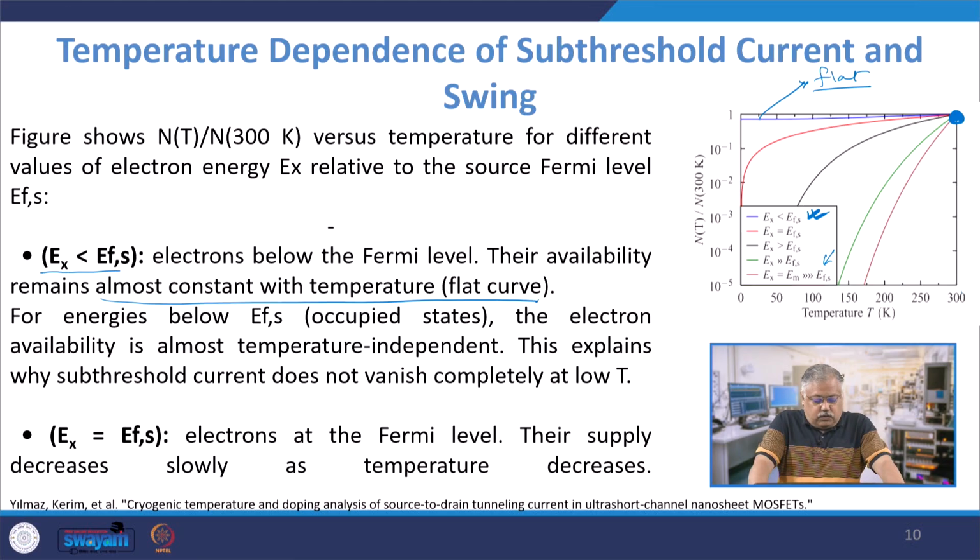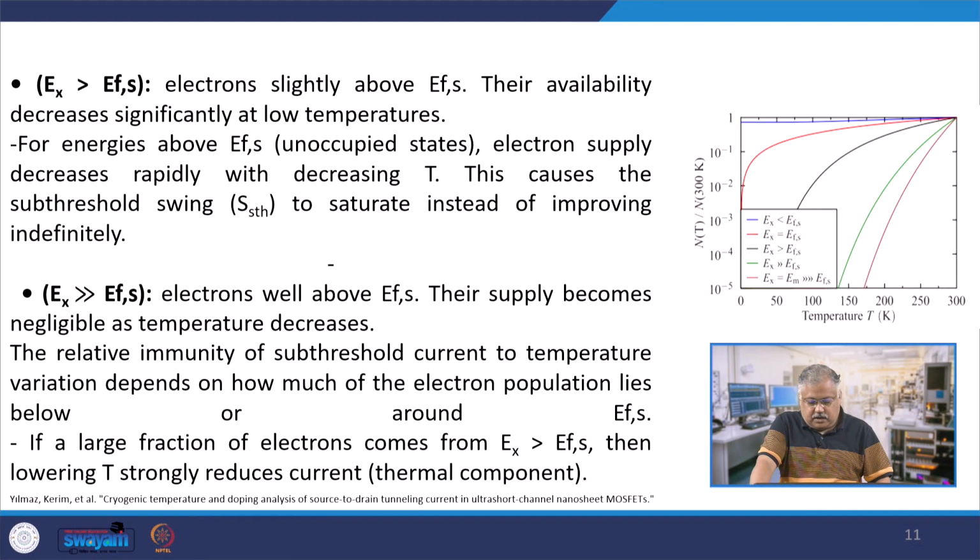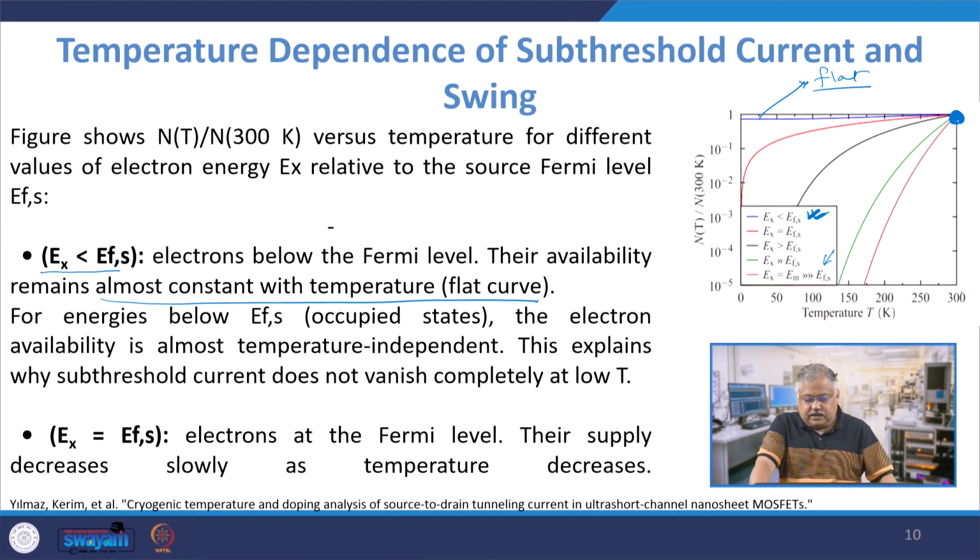Now, when E equals EFS, the second curve, the electrons are at the Fermi level and the supply decreases very slowly as the temperature goes on decreasing. If you look carefully, up to 50 Kelvin this function is almost a straight line with a very small decrement, but below 50 it shows a very steep fall, primarily because of incomplete ionization in this case.